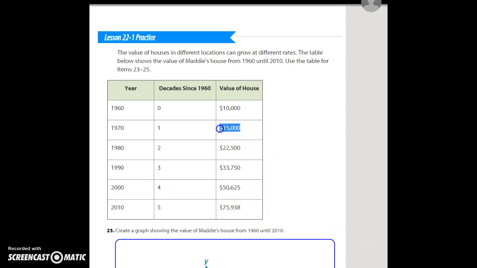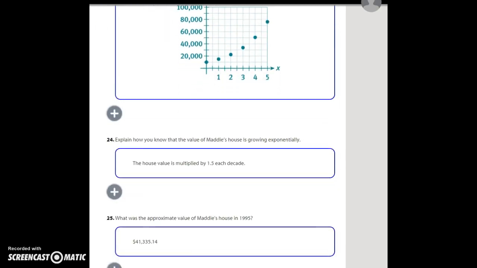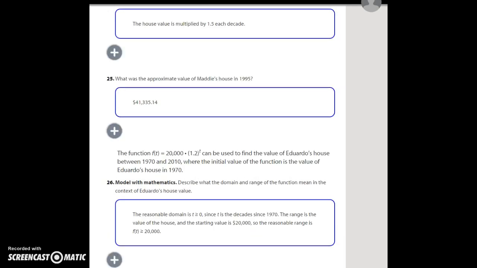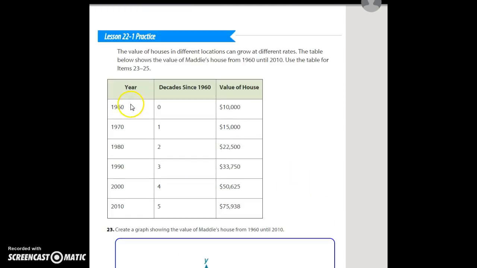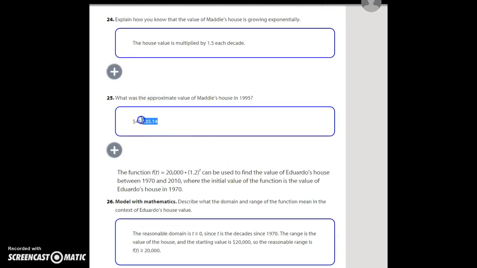And you could always take a term, divide it by the previous. You could do that with any of them. You could take this term, divide it by its previous, and we would get the common ratio of 1.5. We're multiplying by 1.5 each time. Alright, then it's asking what was the approximate value of Maddie's house in 1995. That's asking us to plug in a number for that exponent. Since we started in 1960, if I wanted 95, I'm going to need 3, because that gets us to 1990, plus an additional 0.5. So if we plug in 3.5 for our exponent in that equation, we will get this value here.